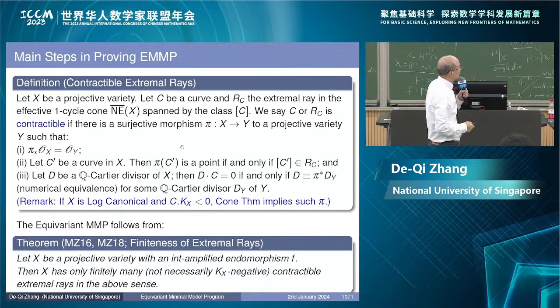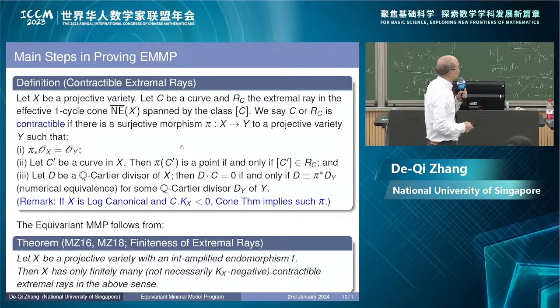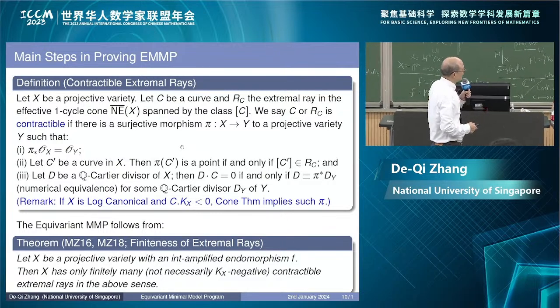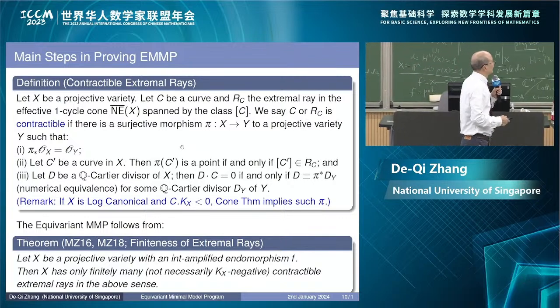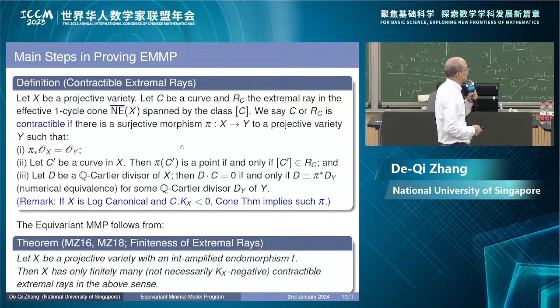So X is a projective variety, then you take a curve C, and then you have a corresponding class. You can regard this as a cohomology class, or in the curve class modulo numerical equivalence. So we say that this C is contractible. Geometrically, it means that you have a morphism that takes C to a point. So that's so-called contractible. But algebraically, we define it this way. You say that C is contractible if you have a morphism from X to Y with the conditions here.